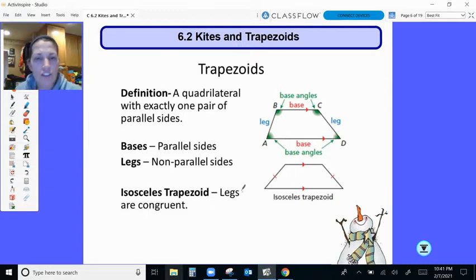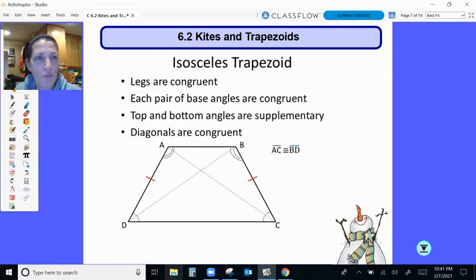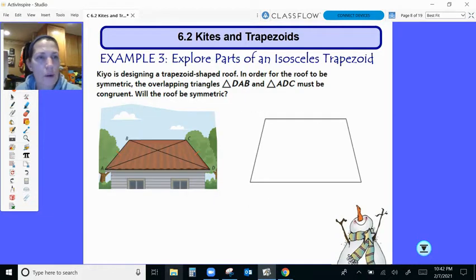In an isosceles trapezoid, the legs are congruent. So these legs over here are congruent, which is how you get an isosceles trapezoid. Each pair of base angles is congruent, and the top and bottom angles are supplementary. So these two angles A and D would add up to 180 degrees. And my diagonals are also congruent. So lots of cool properties of an isosceles trapezoid.